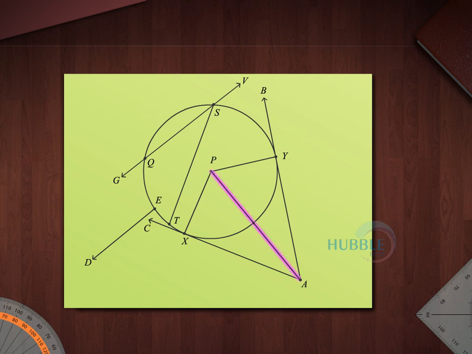Notice that segment AP also intersects the circle at a point. However, it is not a tangent to the circle because it is not perpendicular to the radius of the circle. Similarly, ray DE is not perpendicular to the radius of the circle and therefore it is not a tangent to the circle.